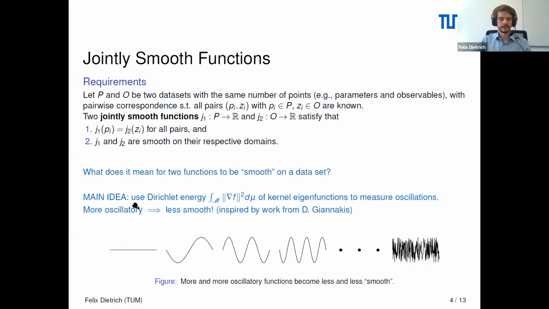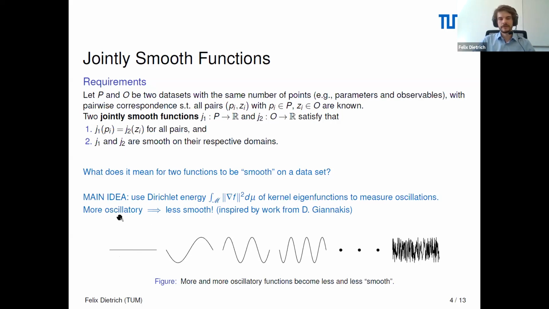And of course, this is not a new idea. We can actually use the Dirichlet energy of arbitrary functions to measure how oscillatory they are. And for our work and our method, we will actually use the Dirichlet energy of kernel eigenfunctions on the two individual sets, because they can even be ordered in this way. And if you know anything about squared exponential kernel eigenfunctions, for example, you will immediately recognize that these are kernel eigenfunctions, at least on a circle.